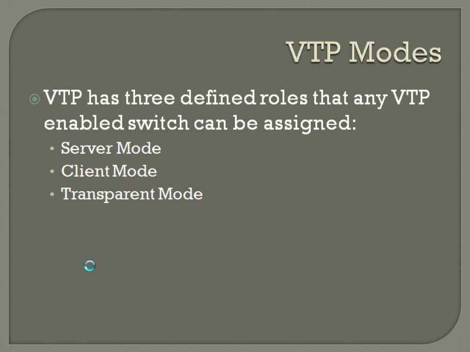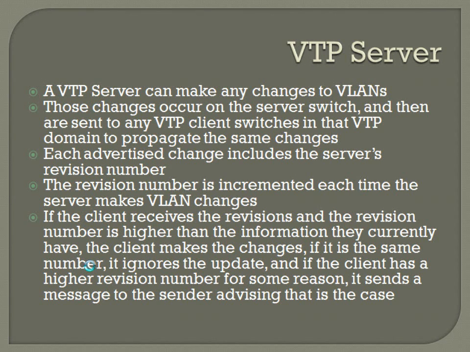So a VTP server can make any changes to any VLANs. It can add, it can change, it can delete VLANs. Those changes occur on the server switch and then are sent to any VTP client switches in that VTP domain to propagate the same changes. Each time they go through a change, it includes the server's revision number. The revision number is incremented each time the server makes a VLAN change.